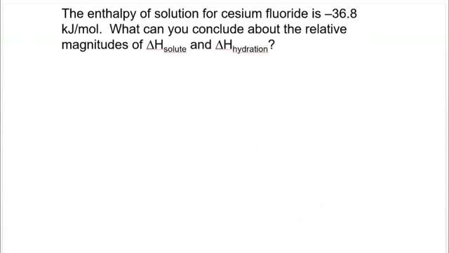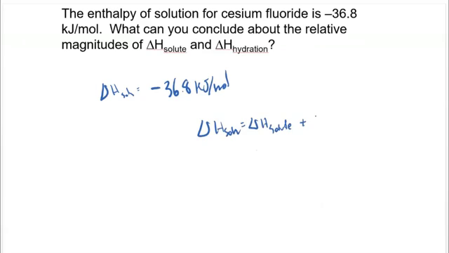Next question. The enthalpy of solution for cesium fluoride is negative 36.8 kilojoules per mole. This is the enthalpy, so delta H solution. What can you conclude about the relative magnitudes of the delta enthalpy of the solute and the hydration? So what we know is that the enthalpy of the solution is equal to the enthalpy of the solute plus the enthalpy of hydration, because once you dissolve something, a solid particle, there are two processes going on.